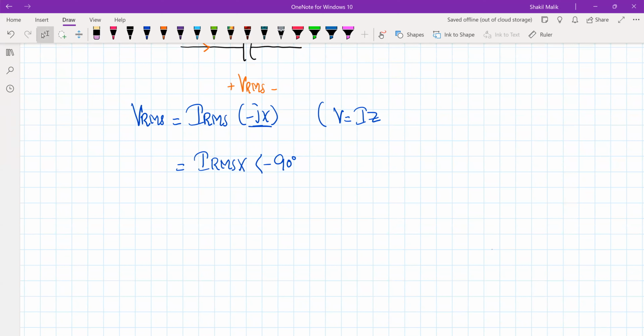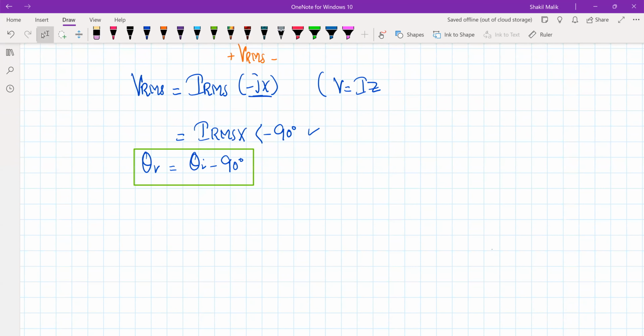So what is this saying? That the RMS value of the voltage, or simply the voltage phasor, is lagging the current by 90 degrees. So theta V is equal to theta I minus 90 degrees, that's the meaning of this expression. In other words, voltage is lagging the current by 90 degrees. Or since we usually talk in terms of current, we can say theta I is equal to theta V plus 90 degrees. So what is the meaning of this statement? This statement simply says current is leading the voltage by 90 degrees.